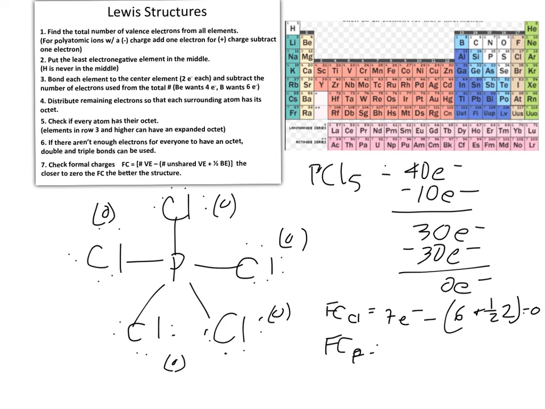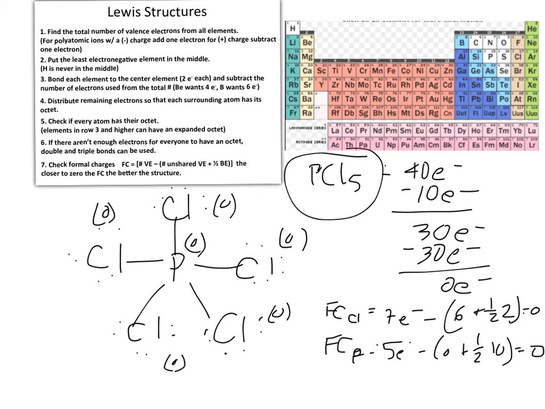Now our formal charge for phosphorus. Phosphorus has 5 valence electrons. It has no unbonded electrons. It has 2, 4, 6, 8, 10 electrons that are being shared between it and the 5 chlorines. So 5 minus half of 10 is going to give you 0. So your formal charge here is 0. Notice I have a very good structure. All of my values are as close to 0, or 0 in this case. So the formal charge calculations show the structure is very good. And if I add up all the zeros, that gives me an overall charge of 0, which corresponds to PCl5.